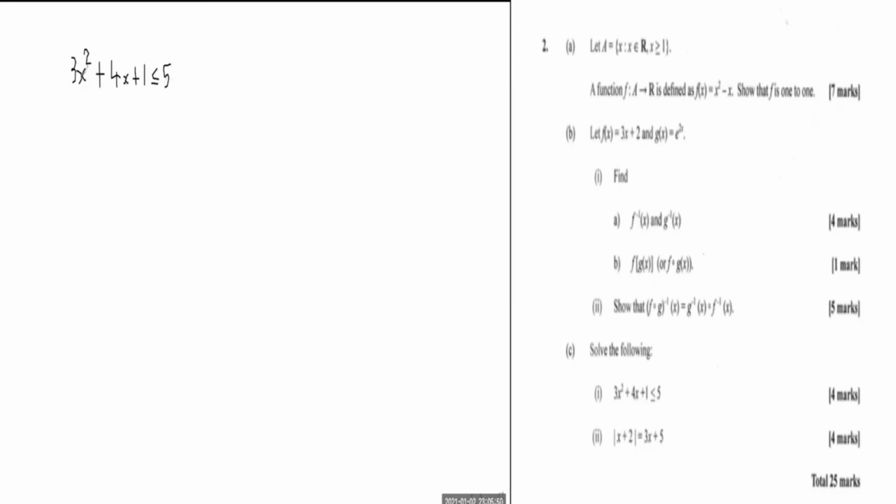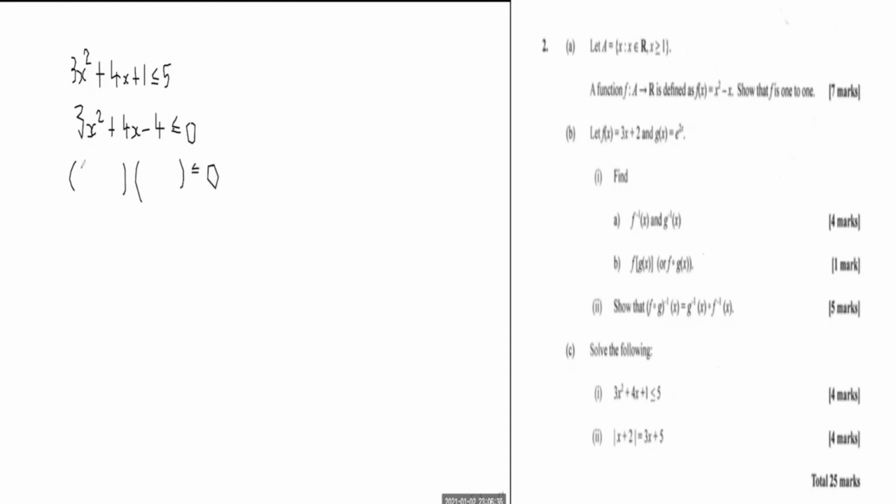Now that this is less than or equal to 5, what do we do? All we have to do is, first things first, subtract 5 from both sides. Subtracting 5 from both sides, you're going to get 3x squared plus 4x, 1 minus 5 is minus 4, and that is less than or equal to 0. Then we're going to factorize it, and that's less than or equal to 0.